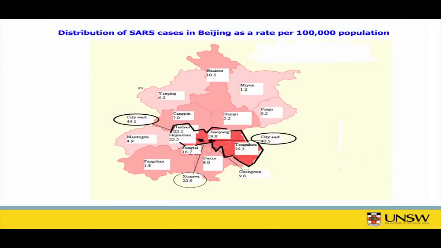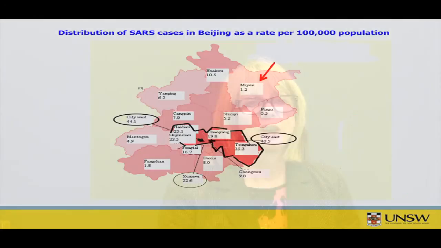We developed a spot map, so as you can see, they're the rates in certain areas. The city east, where the rate was 40.5 per 100,000 population, city west 44.1, versus way up there in Miyun at 1.2. So that tells the planners and the epidemiologists to rush out into the centre of the city and do something about it, such as quarantining.